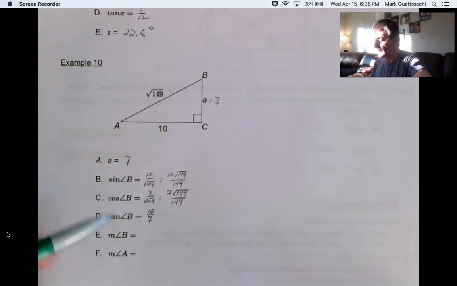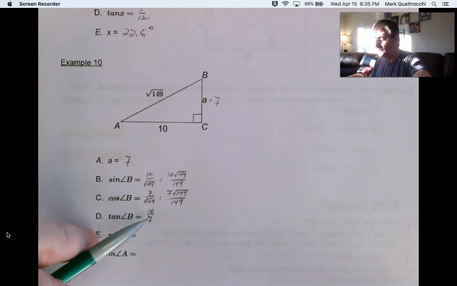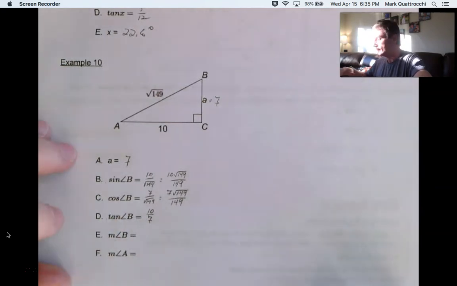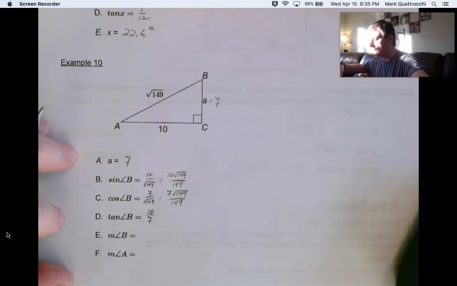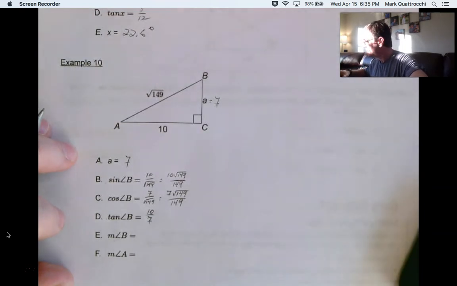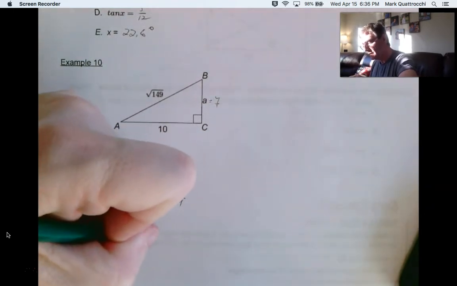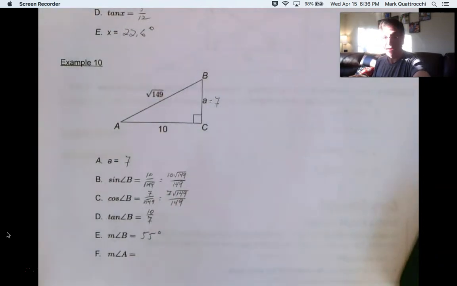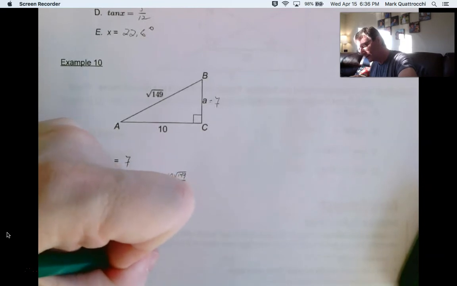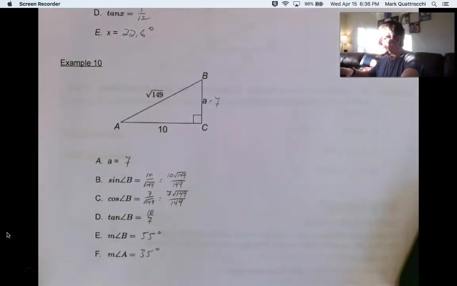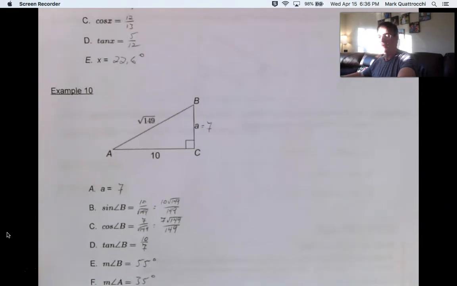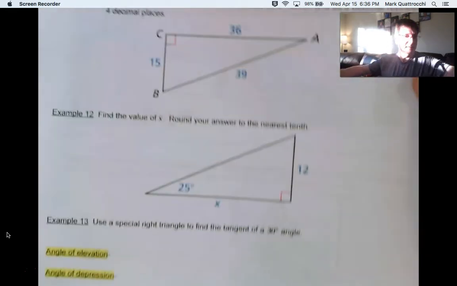Angle B. Now again, I can do inverse sine, inverse cosine, or inverse tangent. In this case, inverse tangent's a lot easier. I don't have to type in as much, so I'm going to use that one. Inverse tangent gives me 55 degrees. If angle B is 55 degrees, then angle A is 35 degrees. They're complementary. That was example 10.